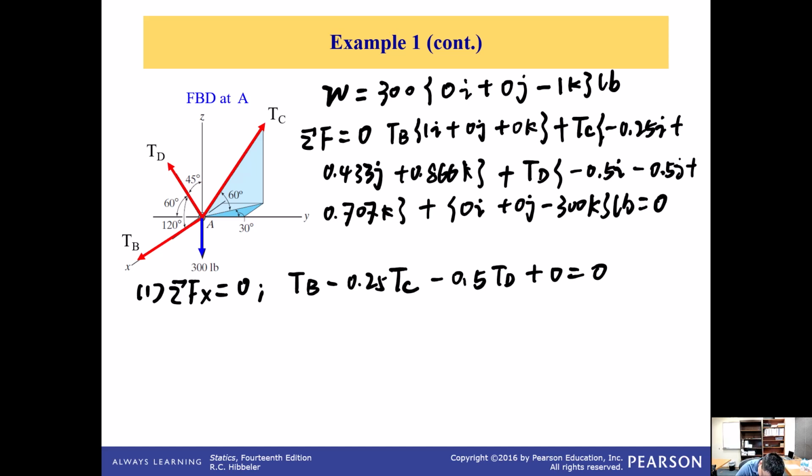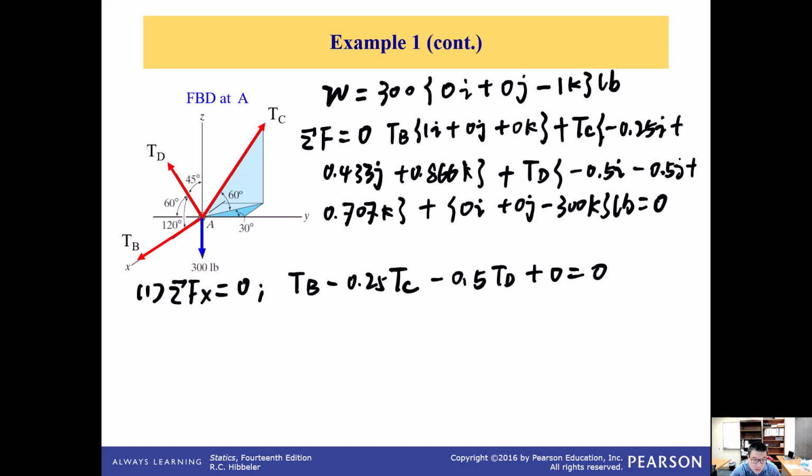Sum of Fz equals to 0 becomes 0 times TB plus 0.866 TC and plus 0.707 times TB minus 300 equals to 0.